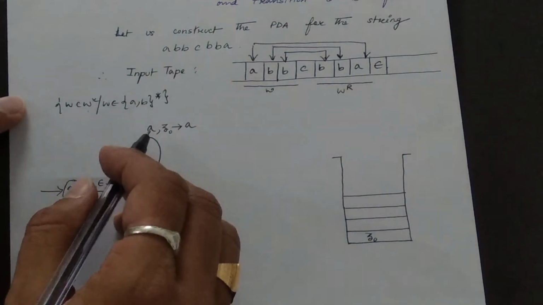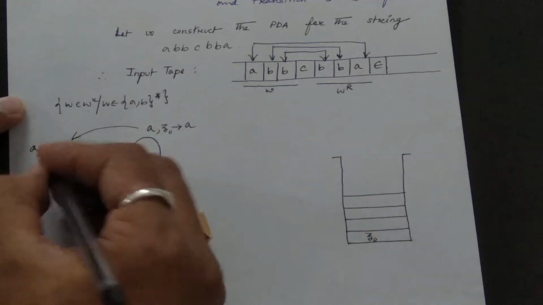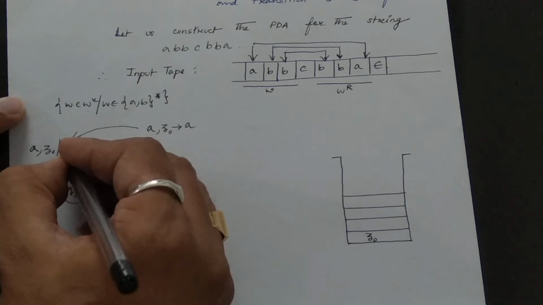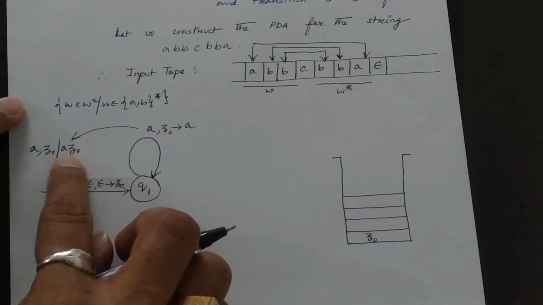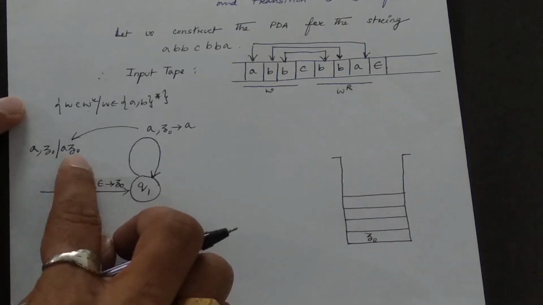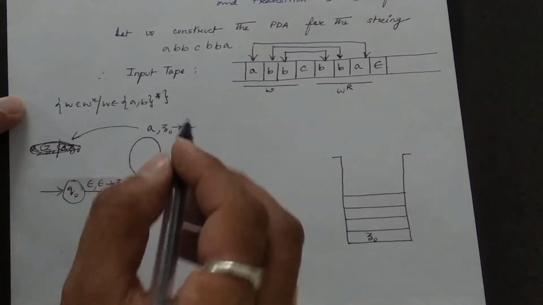So this also you can write down like this. On seeing A, the top of the stack is Z naught. What is to be pushed? A. So once it is pushed, what are the elements? A, Z naught. So that you can also mention like this. Clear? So I'm not writing like this. I'm writing in this fashion only.